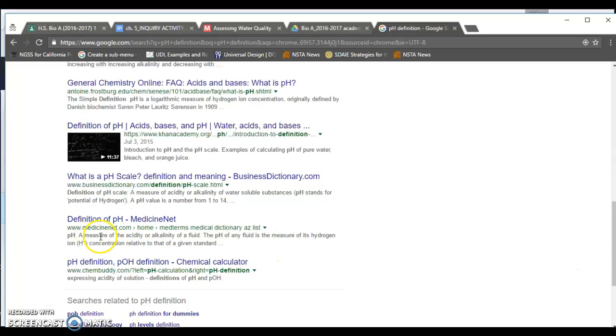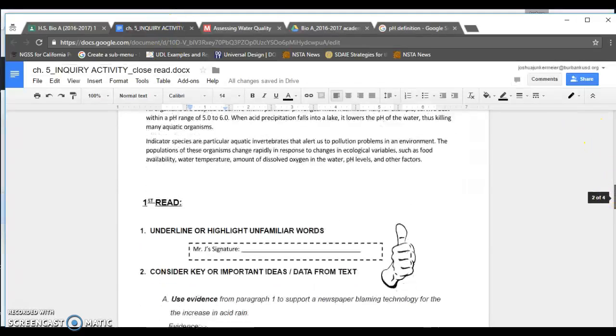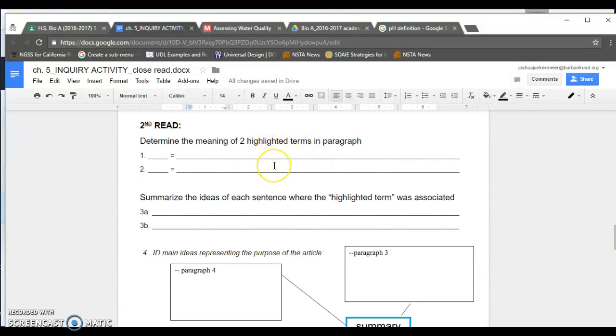This one ain't too bad. A measure of the acidity or alkalinity of a fluid. The pH of any fluid is the measure of its hydrogen ion concentration relative to that of a given standard. That's a little closer. But if you still don't like the definitions you get, and I'm suggesting you get a simple, straightforward definition, use the textbook. The textbook has a definition for pH, or just talk to me and I'll help you. But again, the goal is to get a definition that makes sense to you. If you're writing down a definition that's so complex that it doesn't make sense, there's really no point in looking the word up. So you've got to shop around, pick the one that makes the most sense to you.